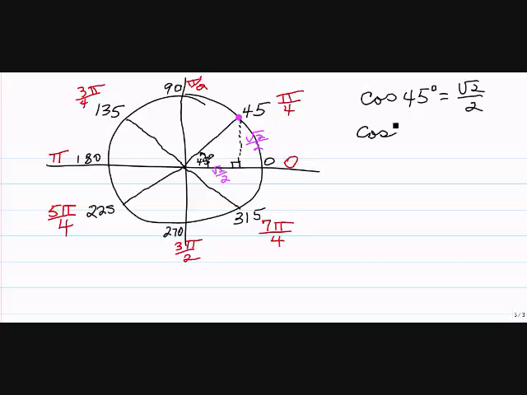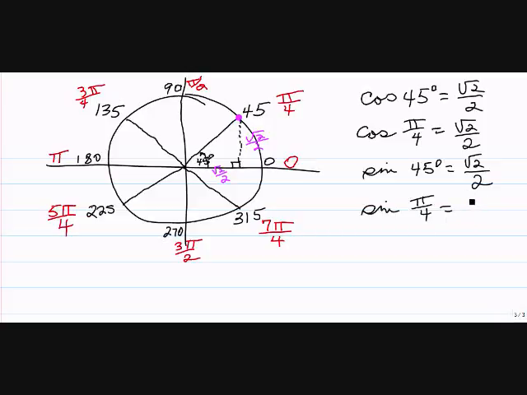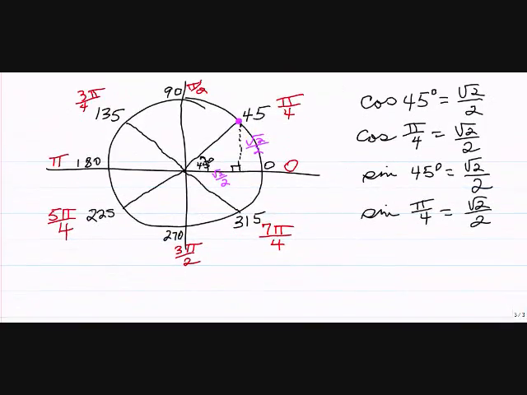What do you think the cosine of pi over 4 radians is? It's in the exact same place, isn't it? So it's the same. What's the sine of 45 degrees? Same thing. So what's the sine of pi over 4 radians? Square root of 2 over 2. Okay. We'll do a harder one now.